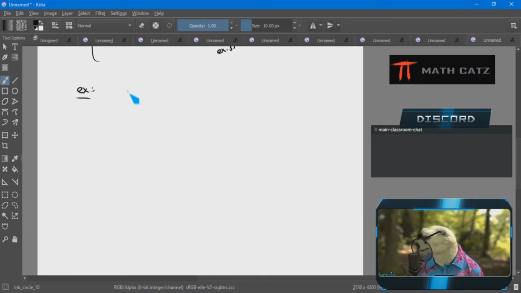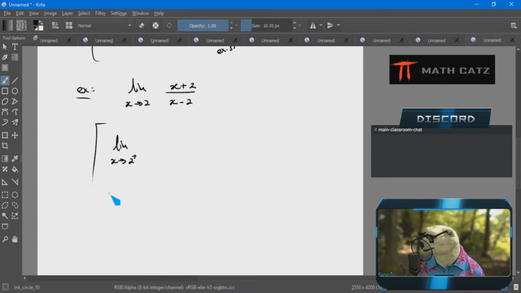Example: limit as x goes to 2 of (x plus 2) over (x minus 2). Now, I don't want to go through a whole song and dance here about the transformations. What we could do instead is, from the start, look at what happens when I approach 2 from the right and what happens when I approach 2 from the left, to see a little bit better what's happening here.